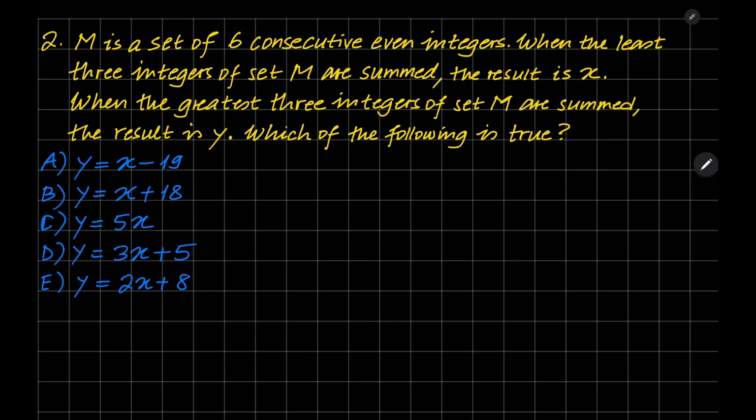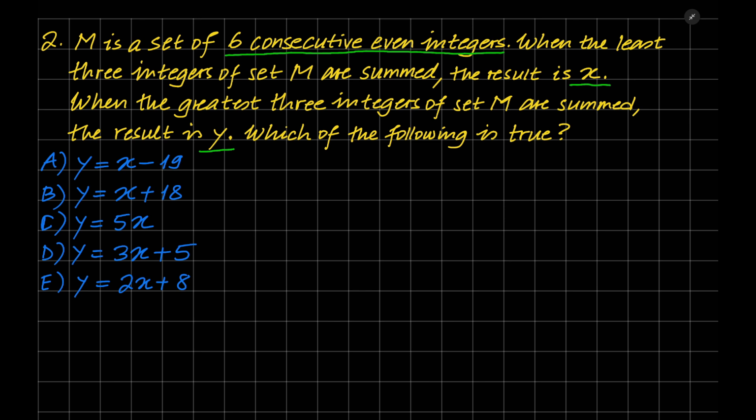Question 2. M is a set of 6 consecutive even integers. When the least 3 integers of set M are summed, the result is x. When the greatest 3 integers of set M are summed, the result is y. Which of the following is true? 6 consecutive even integers, X and Y. This is a good opportunity to plug in real numbers.